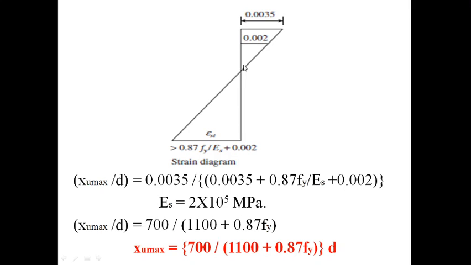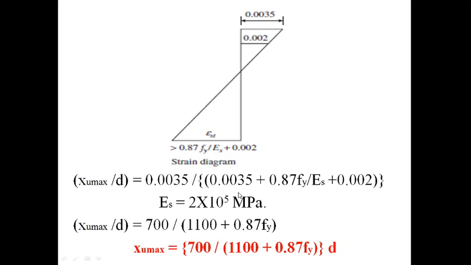Now from here to here it is Xu,max, that is the depth of the balanced neutral axis, and from here to here it is the effective depth d. Therefore, if I say Xu,max by d, that means Xu,max, the distance from the top compression fiber up to the neutral axis, divided by the effective depth, then I can easily write from the equal angle triangle property that Xu,max divided by d is 0.0035 divided by 0.0035 plus 0.87 Fy by Es plus 0.002.